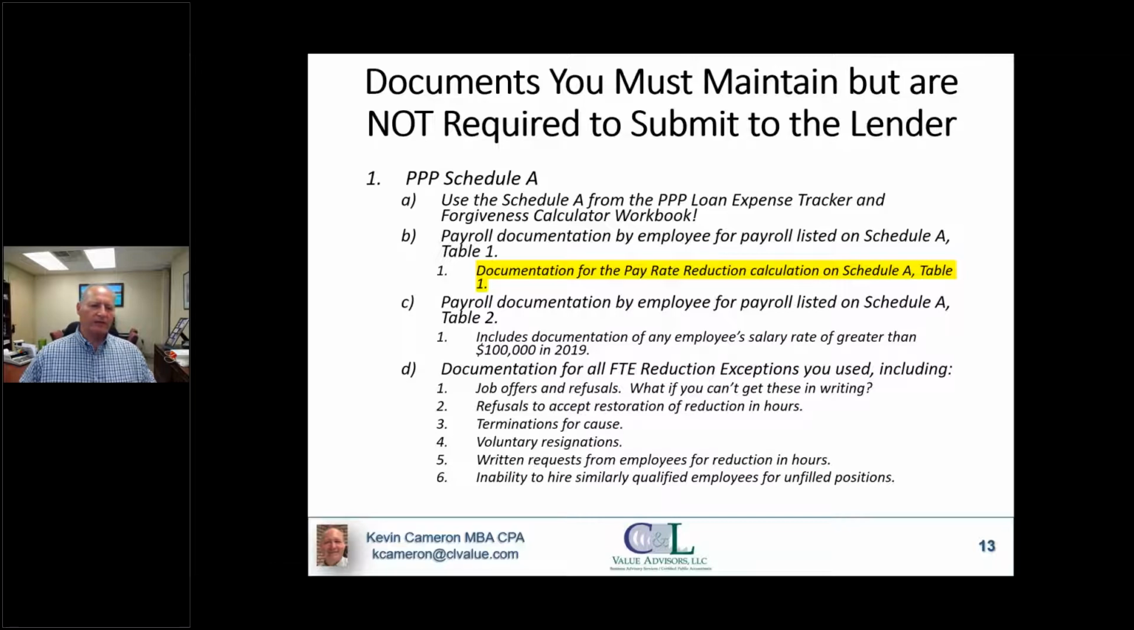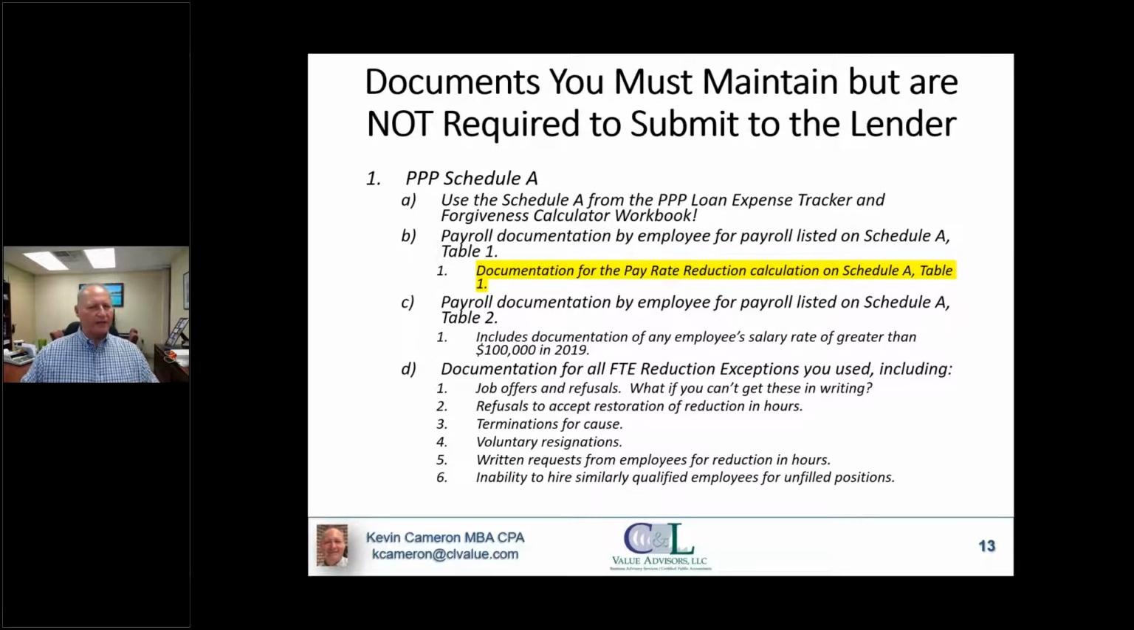In both of those cases, all of that documentation has to be retained by you, which is going to be like your payroll summaries, your individual pay reports, your payroll reports that you put in maybe your HR documentation. All that would be maintained there. You're going to have to maintain all the documentation for your FTE reduction exceptions. None of that goes to the lender. So if you've made job offers and people have refused the job offers, you've got to get that in writing. That stays in your files. If you've terminated an employee for cause, that termination documentation stays in your files. It doesn't go to the lender.